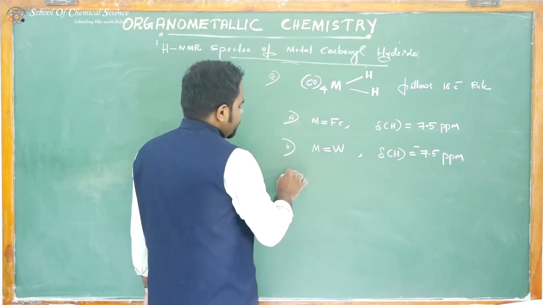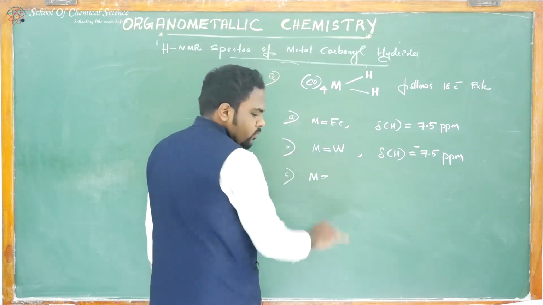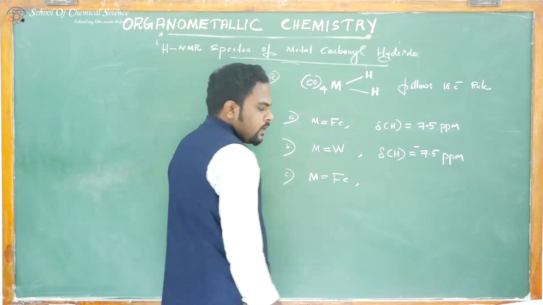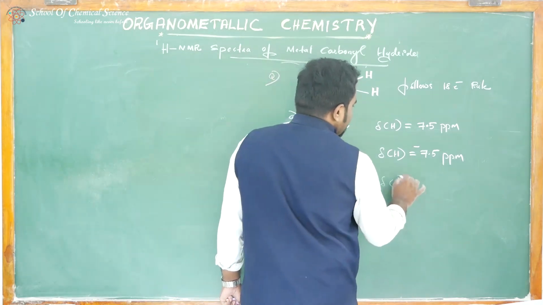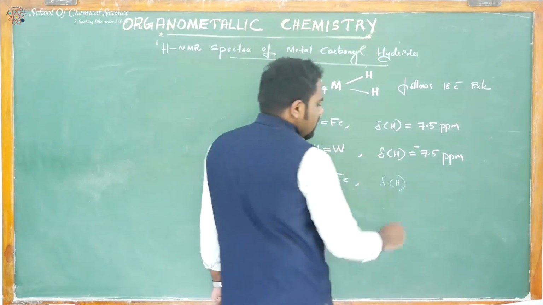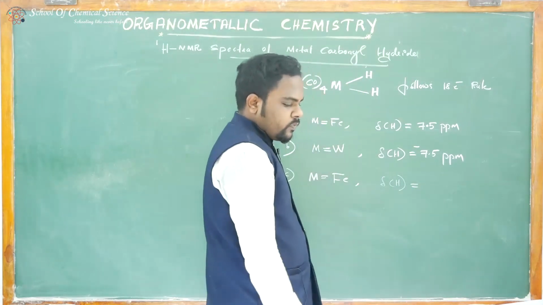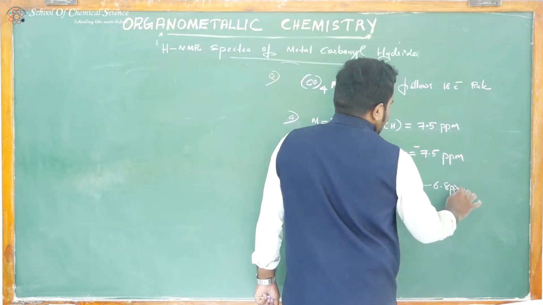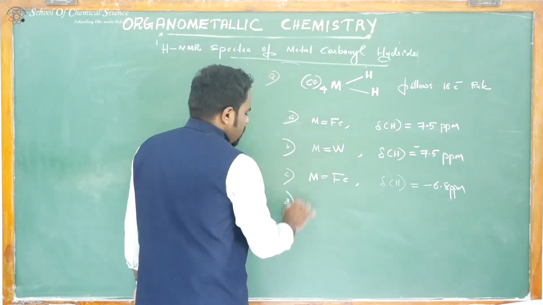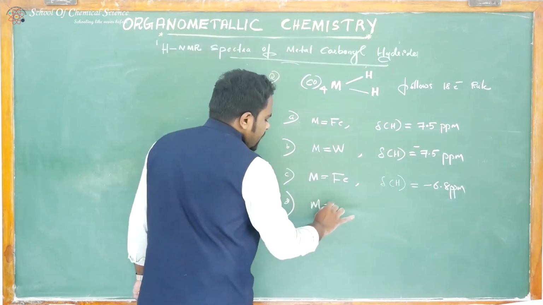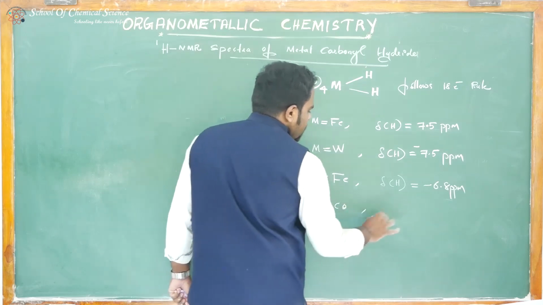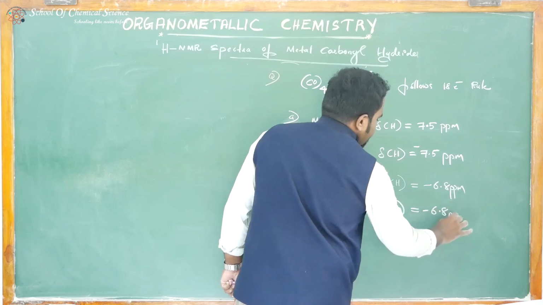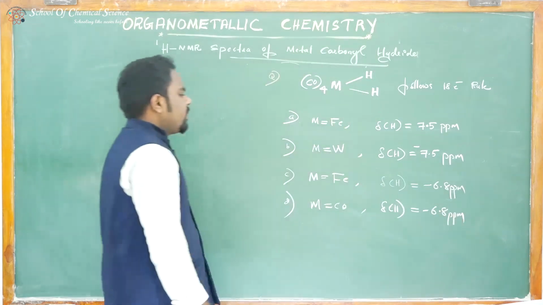Then the third one: metal equal to iron and delta hydrogen equal to minus 6.8 ppm. The data is given in the question paper. Option D: metal equal to cobalt and delta hydrogen equal to minus 6.8 ppm. Choose the appropriate option.